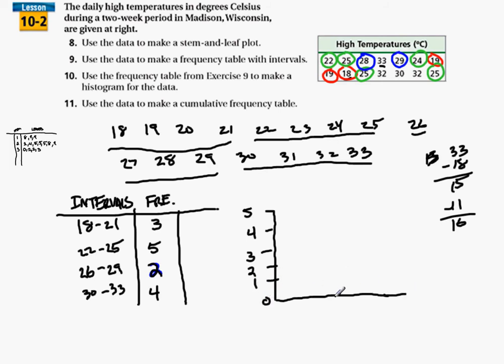And in our horizontal axis, we're going to state our intervals. So here I would go 18 to 21. That would be one interval. Then I would have 22 to 25, which would be another interval, and you want to make these about the same width. And then I have 26 to 29. And finally 30 to 33.